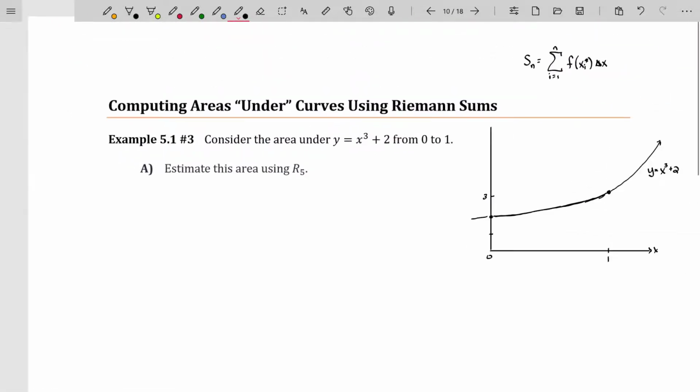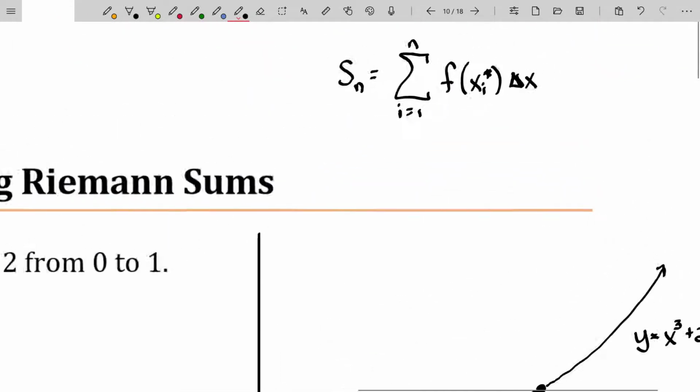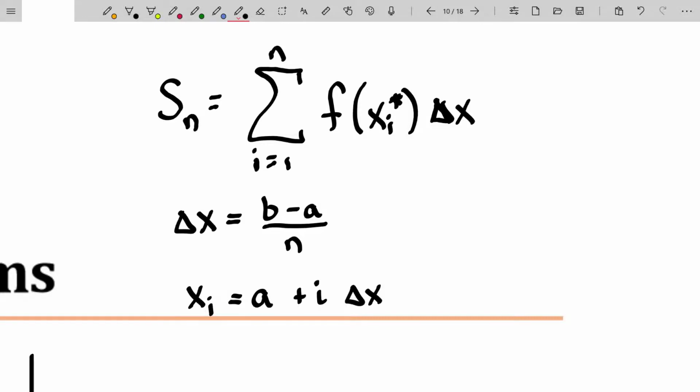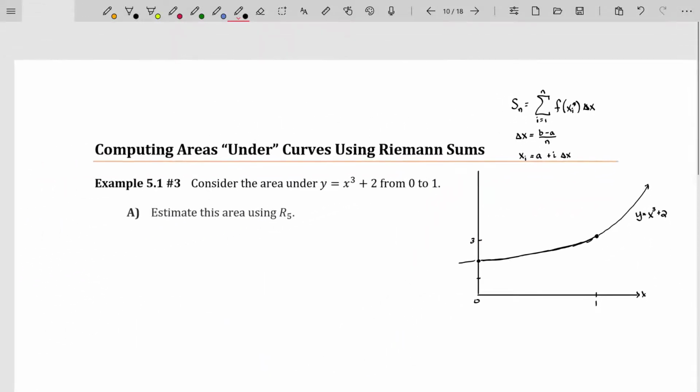So again, we have the formula up there, but I didn't write down all the extra little bits. The extra little bits are as follows. The width of each slice is delta x equals b minus a over n, where n is the number of slices that you have, and x sub i is going to be a plus i times delta x. That will all be important.